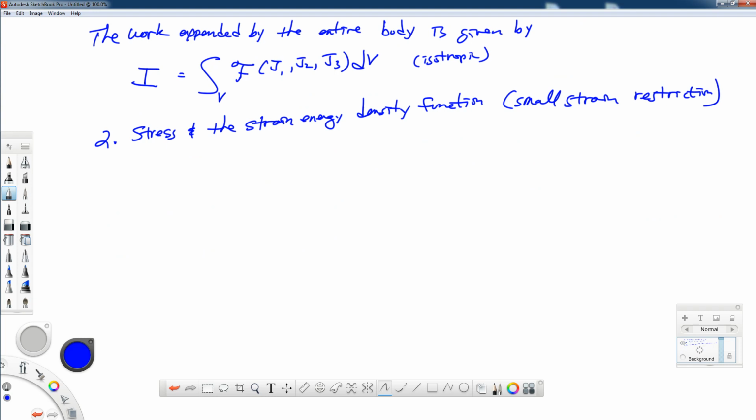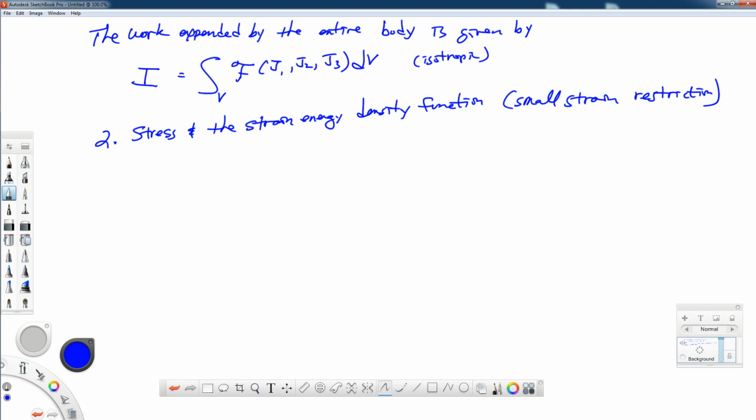Well, with this intrinsic strain energy density function that represents what goes on in a small volume of material, if we integrate that over the entire volume of the body, then we can get the work expended by the entire body. So I would be equal to an integral over the volume of this F as a function of J1, J2, and J3 for an isotropic material.